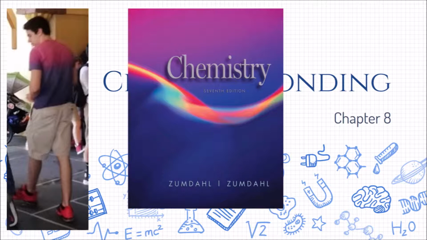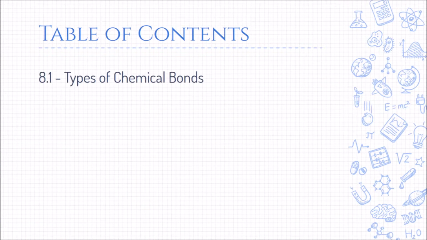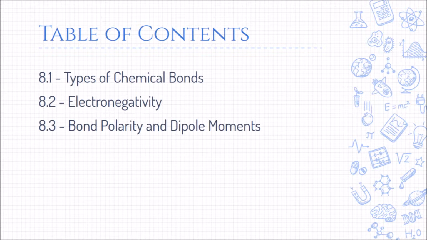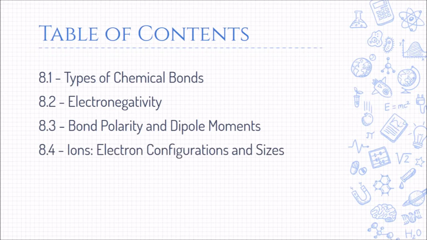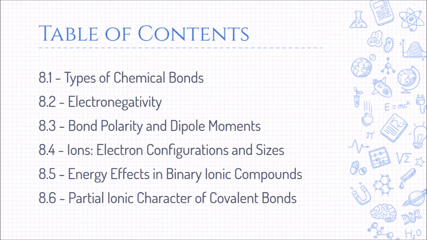More importantly, it is advised that you complete the practice problems in this book, as the practice problems will help you discover what concepts you remain unclear on. This video covers the following chapters. 8.1 Types of Chemical Bonds. 8.2 Electronegativity. 8.3 Bond Polarity and Dipole Moments. 8.4 Ions, Electron Configuration and Sizes. 8.5 Energy Effects in Binary Ionic Compounds. 8.6 Partial Ionic Character of Covalent Compounds.